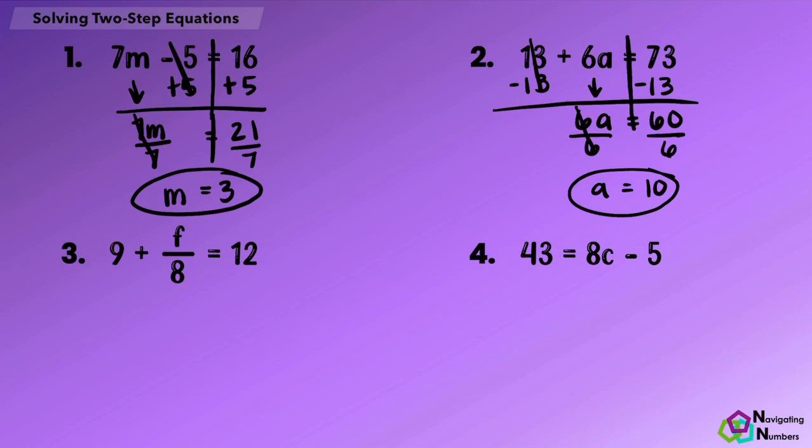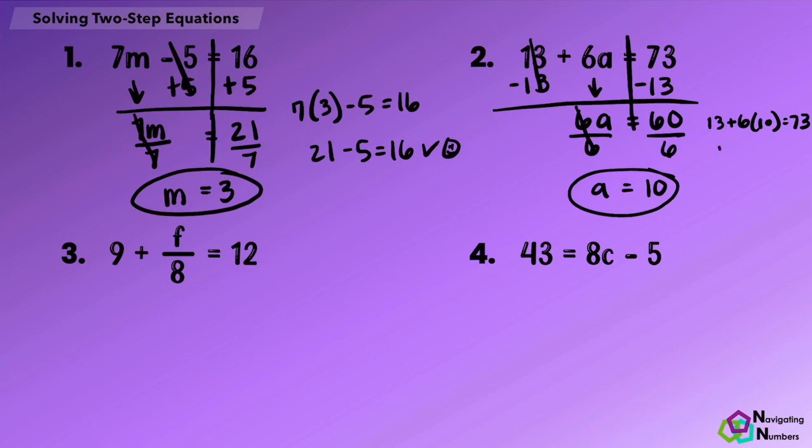So number 1, we have 7 times m, which we are saying is 3, minus 5 equals 16. So let's check if that's true. 7 times 3 is 21. 21 minus 5 is 16. So this is correct. So my solution is right. Number 2, we have a is 10. So let's work that out here off on the side. We have 13 plus 6 times 10 equals 73. So we have 13 plus 60 equals 73, which is true. So my answer here is 10.